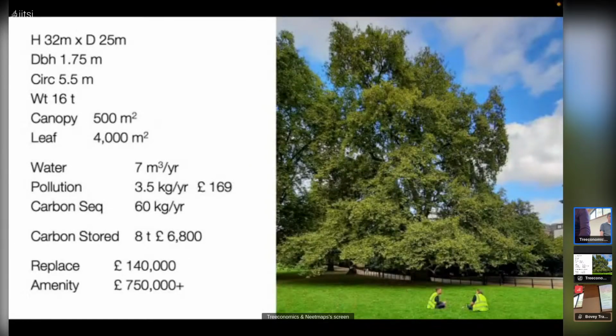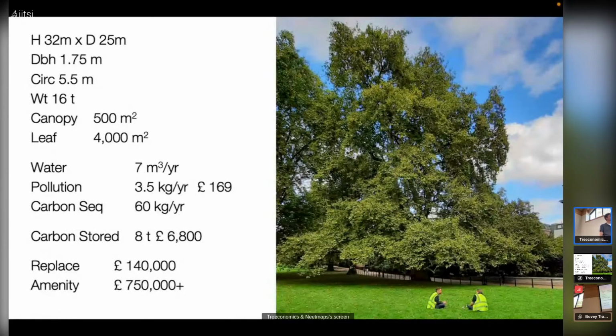There we also have 2 other figures. To replace that tree would normally cost £140,000. I don't think it could. You can't really replace that tree, but the calculation is done based on smaller trees and scaled up, and it's given an amenity value in excess of £750,000 for 1 tree. And that figure at the bottom there is driven by the access we as the public have.